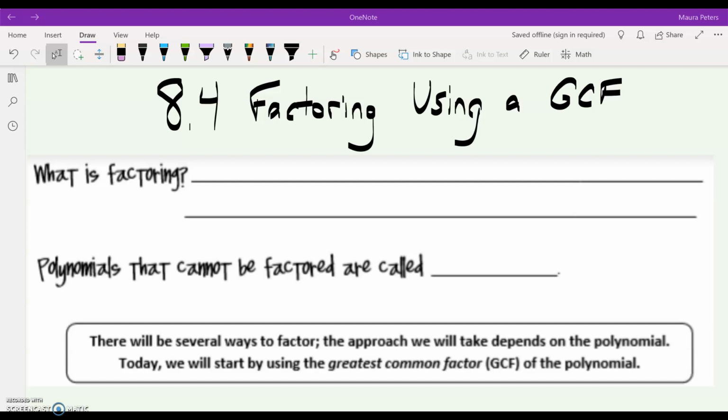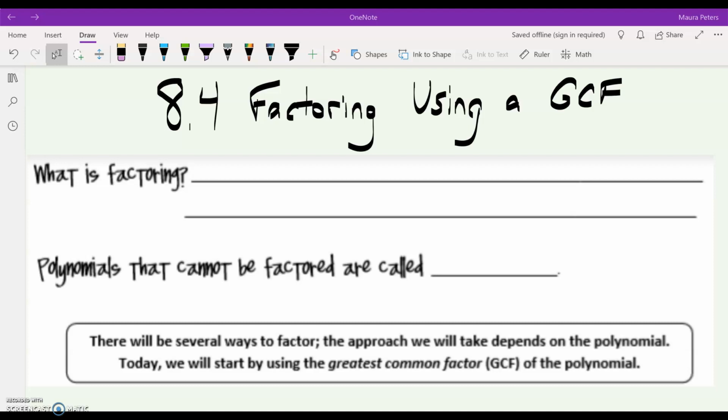Okay, guys, today we're going to talk about factoring polynomials. The first method that we're going to talk about is factoring using a greatest common factor. When we are factoring any polynomial, this is always the first method that we want to try. Whether we're looking at a binomial, a trinomial, or a polynomial, you always want to make sure that there are no greatest common factors first.